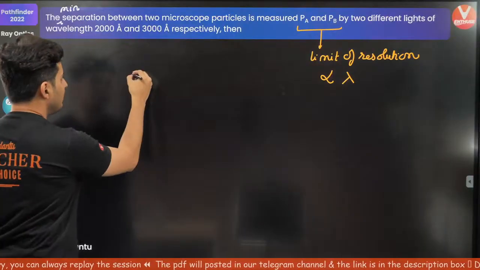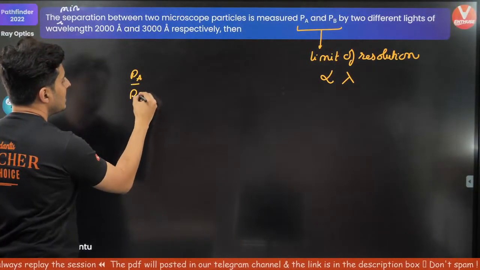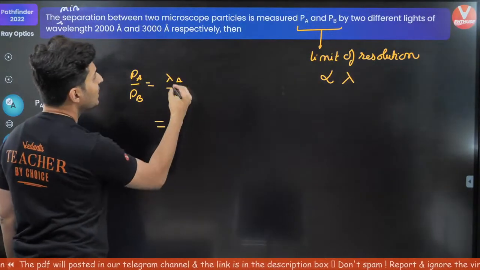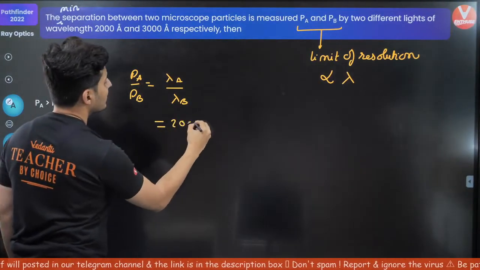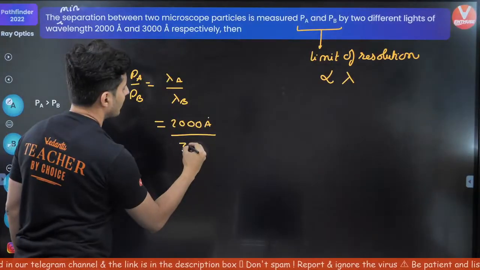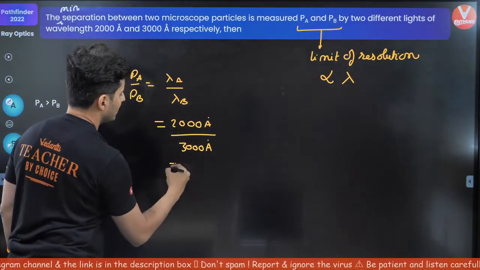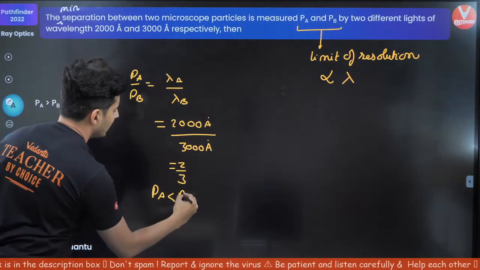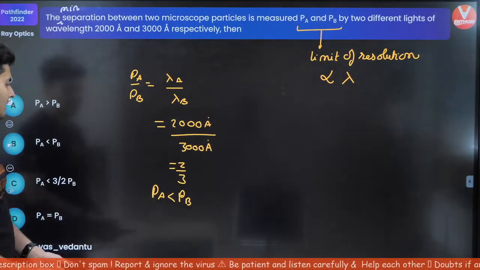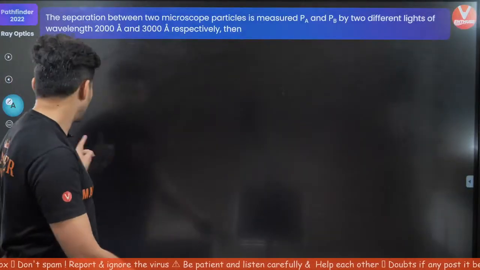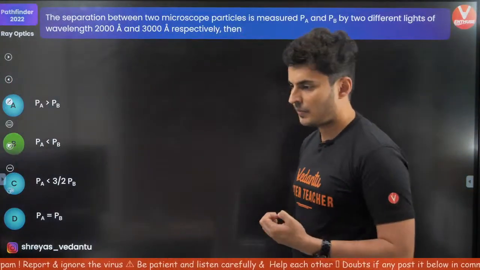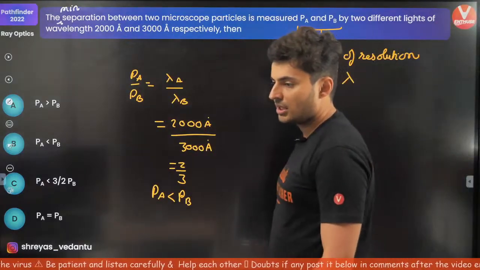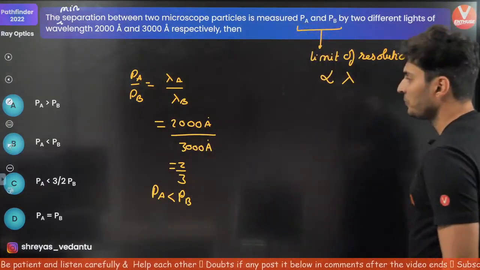That means PA by PB will be lambda A by lambda B, which is 2000 Armstrong divided by 3000 Armstrong, which is 2 by 3. Naturally, PA is less than PB. 2 by 3, it's less than 1. So PA is less than PB. So option B is definitely correct. Yep, very good, excellent. Moving on to the next question coming up on your screen now.